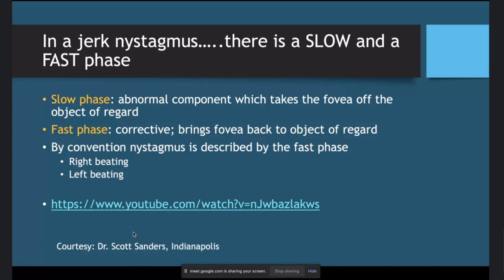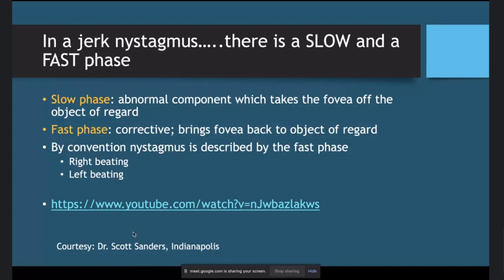What is jerk? There is a slow and a fast phase. So Bhavini, which is the abnormal phase? Is it the slow phase or the fast phase? The slow phase, because it is the abnormal component which takes the fovea off the object of regard, and the fast phase is the corrective phase, it brings it back, correct? But nystagmus is conventionally described by the fast phase, even though that is not the abnormal phase. So we call it right beating and left beating, depending on which way the fast phase is.